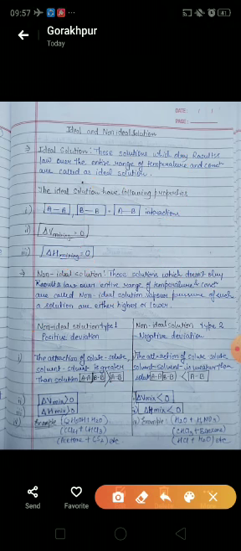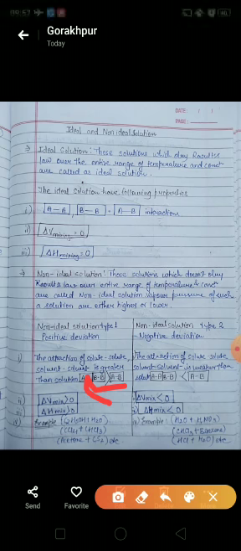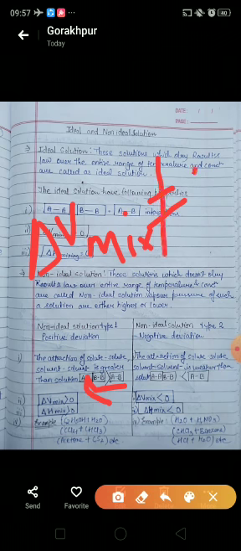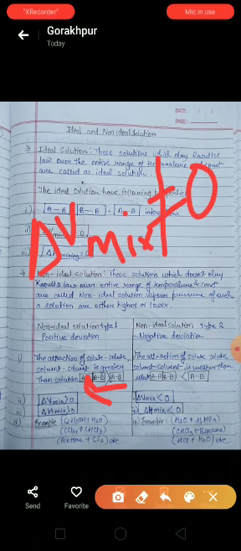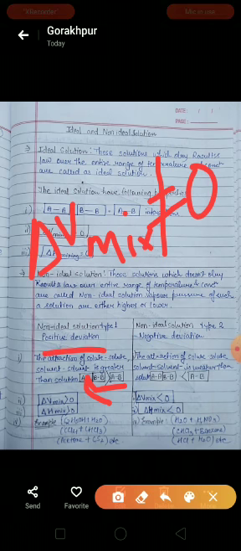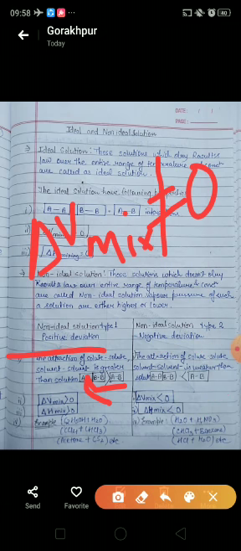The very second point, that is delta V mixing. For a non-ideal solution, delta V mixing is not equal to 0. What I am saying is, delta V mixing for a non-ideal solution is not equal to 0. It may be higher or lower. When delta V mixing is higher, it is referred to as positive deviation, and when delta V mixing is lower, it is referred to as negative deviation.